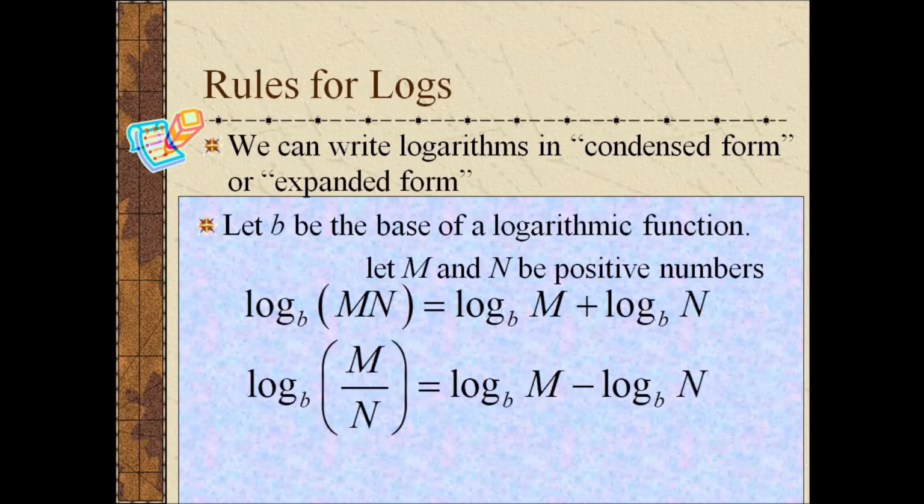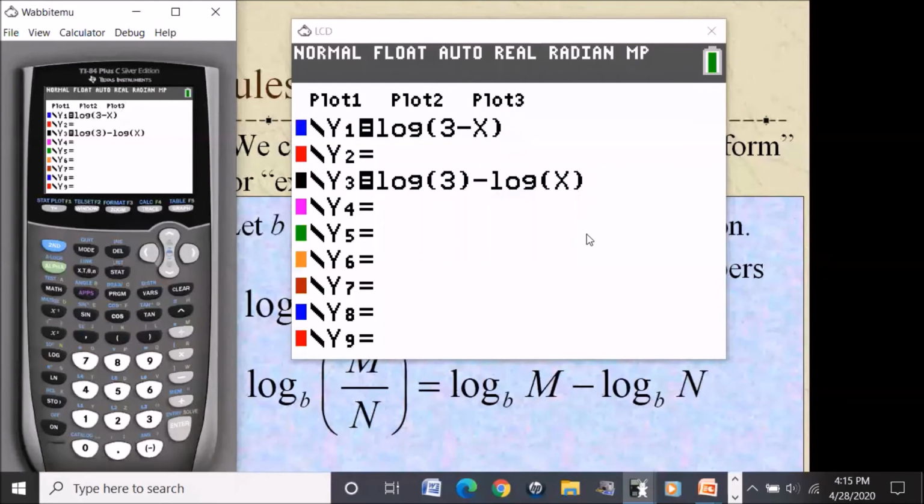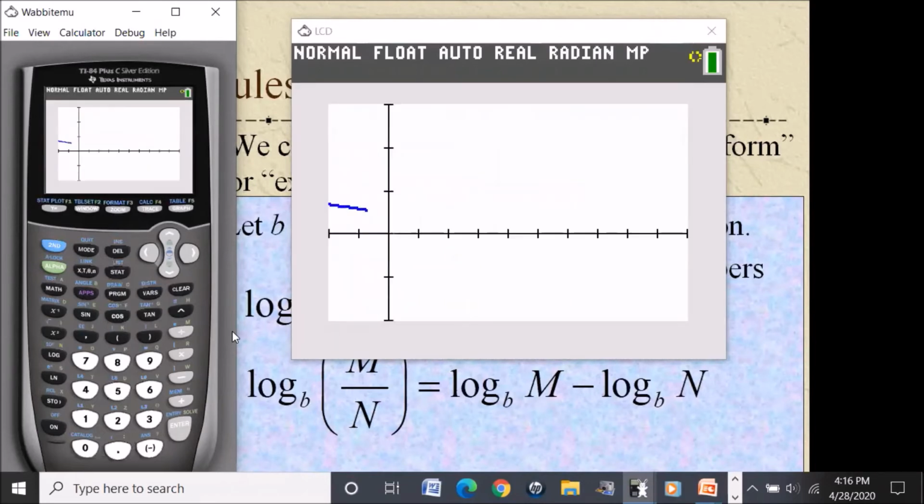The log base b of m over n is equal to the log base b of m minus the log base b of n. For comparison, let's look at the log of 3 minus x versus the log of 3 minus the log of x. And if log could just distribute over parentheses, then these two expressions would be equivalent. But as we see, these two graphs are very different.